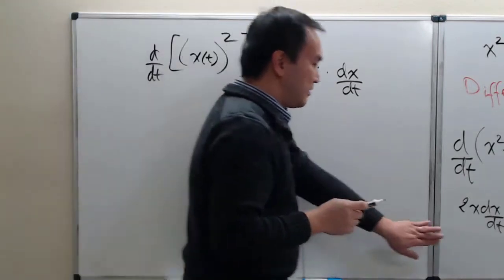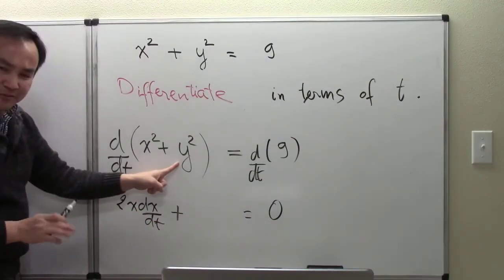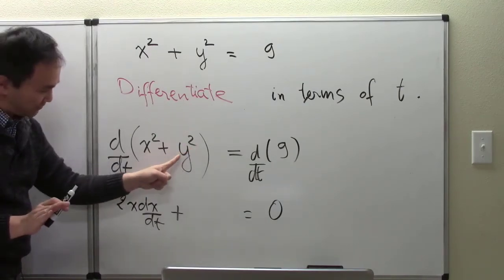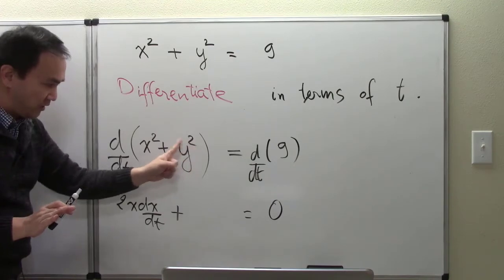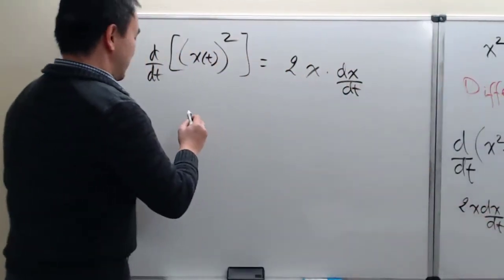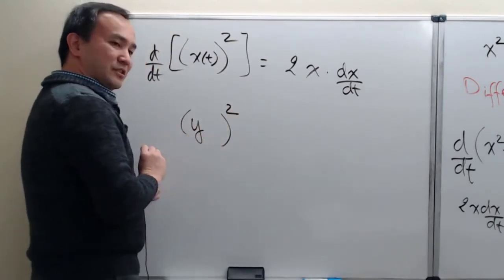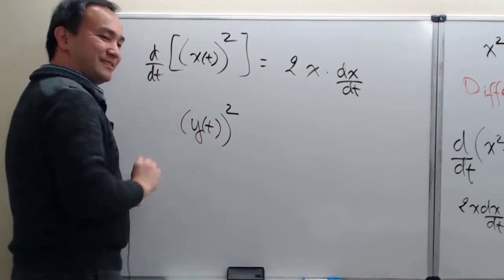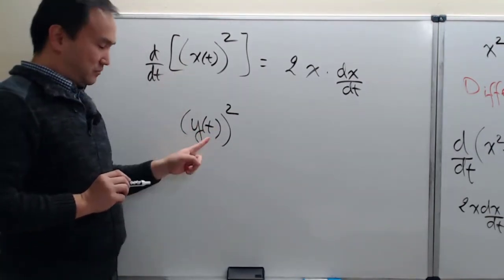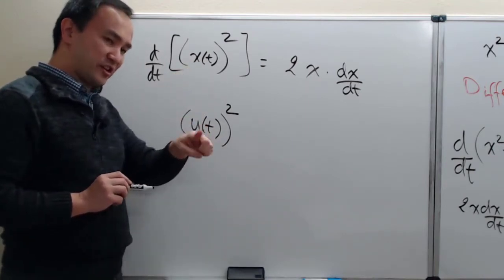And that next term we're about to head out for, back on the other board, is a square term as well. It's a square of y, and y is a function of t. Both of these variables, x and y, are functions of t.